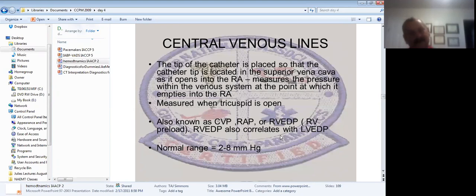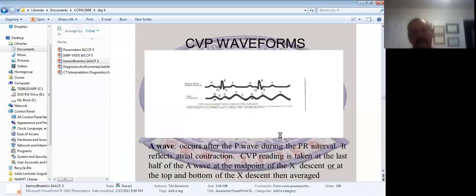This will drive you crazy because if you read 15 books, you'll see 15 different norms for central venous pressure. Just know that all of them are low. You'll see between 0 and 8. I saw a textbook recently that had 1 to 7, 2 to 6 is common, 0 to 6 is common. Just know that the norms for central venous pressure are low.